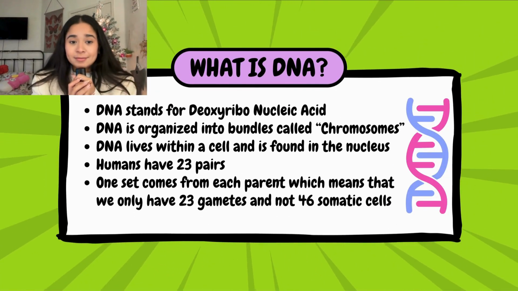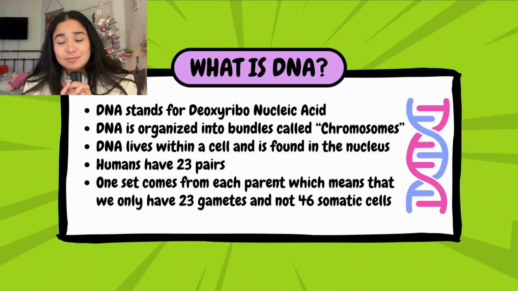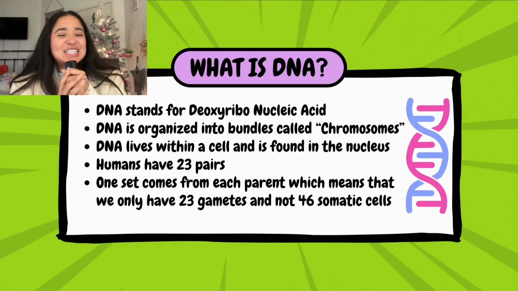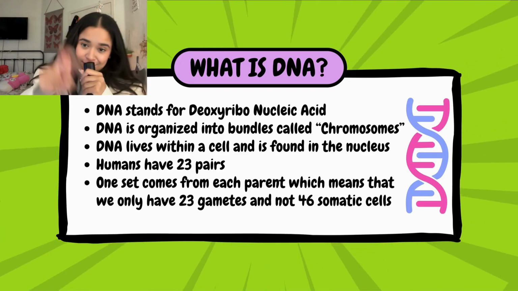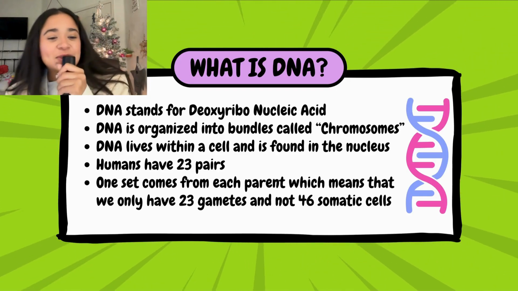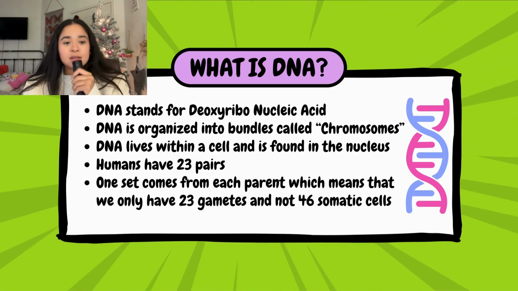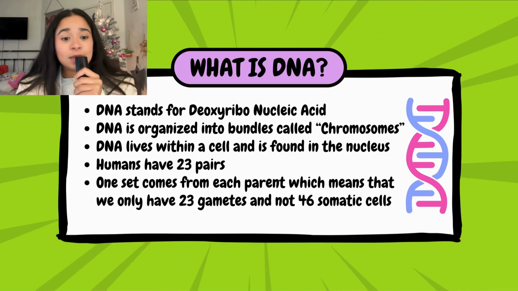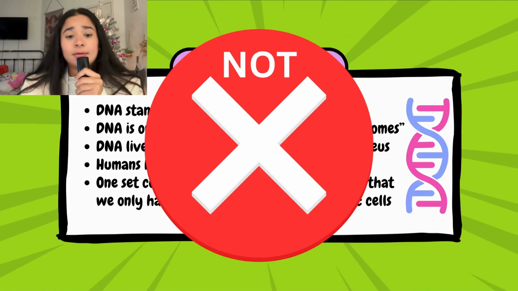What is DNA? DNA stands for deoxyribonucleic acid. Try saying that 5 times. I can't. So, DNA is organized into bundles called chromosomes. Looks just like this. DNA lives within a cell and it is found in the nucleus. Humans have 23 pairs. One set comes from each parent, which means we have 23 gametes and 46 somatic.